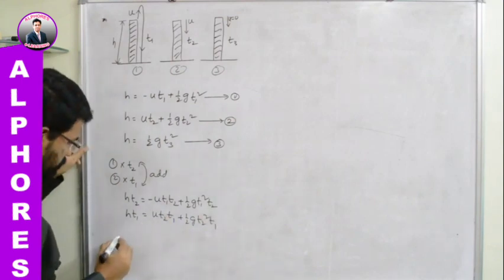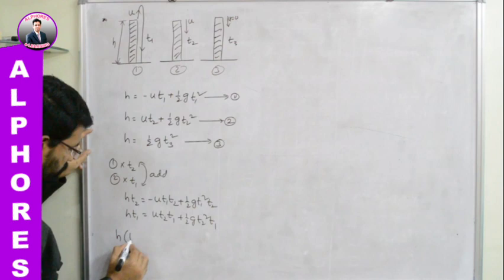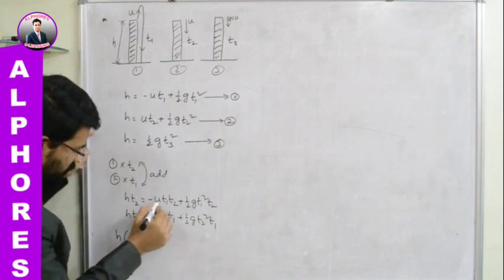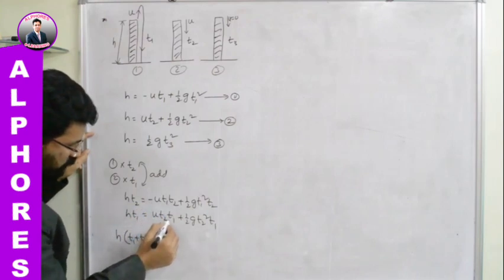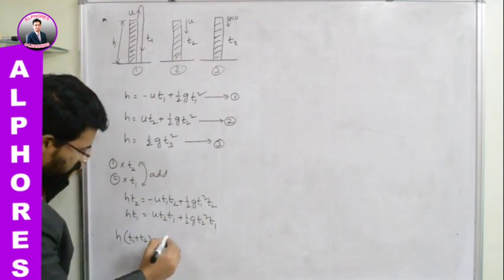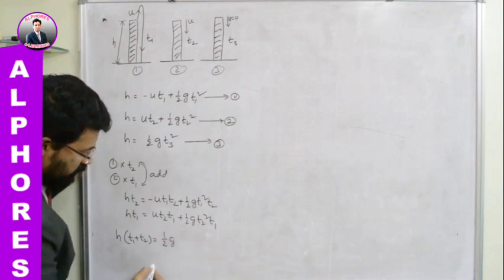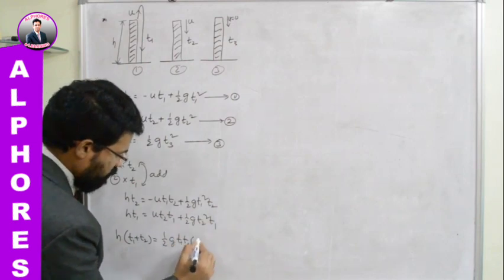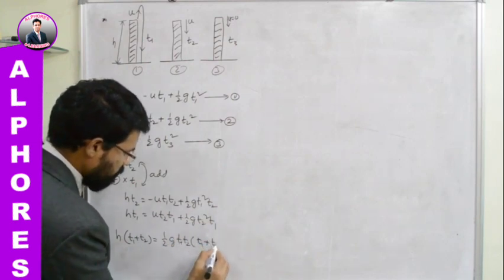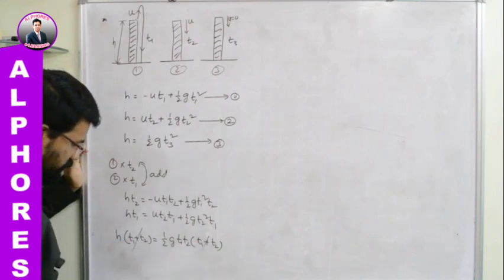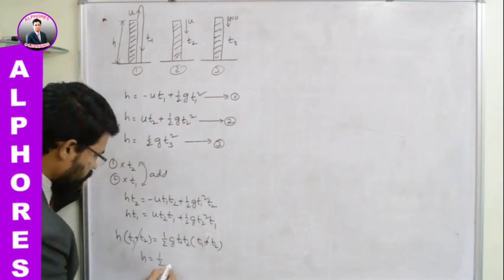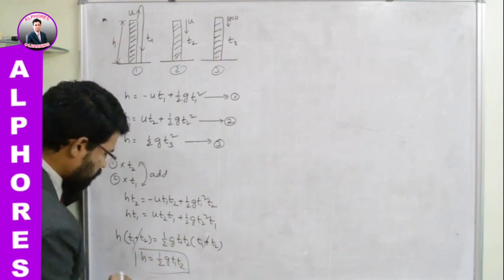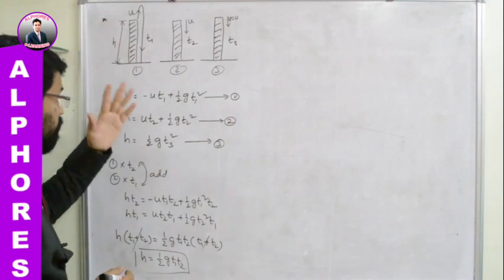Let me add these 2 equations. If I add, I can take out h common. You will have h into t1 plus t2 is equal to, these 2 terms get cancelled, minus u t1 t2 plus u t2 t1, and if you add the other terms, half g t1 t2 can be taken out common. Here 1 t1 is left, plus here 1 t2 is left. Now t1 plus t2 gets cancelled, and finally h comes out as half g t1 t2. This can be considered as one conclusion corresponding to this situation.